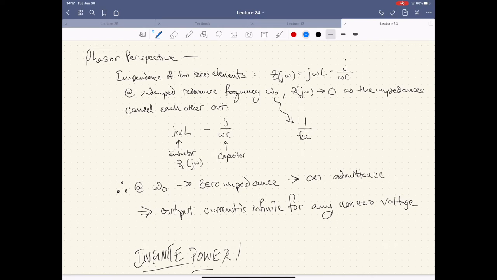Okay, so now we're going to take a phasor perspective on this entire problem. The first thing we're going to do is recognize that the impedance of two series elements is equal to this. So we have an input signal coming in, right? It's an input frequency, and that frequency is coming in as some kind of sine cosine function.